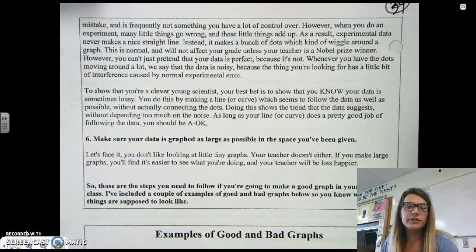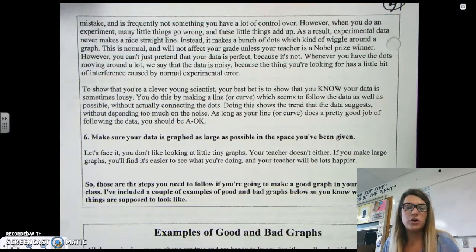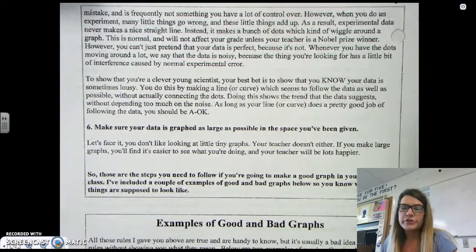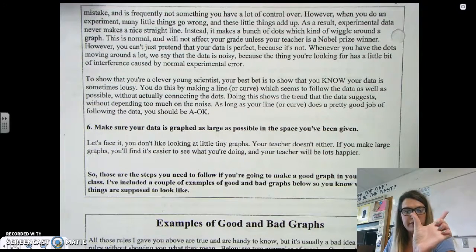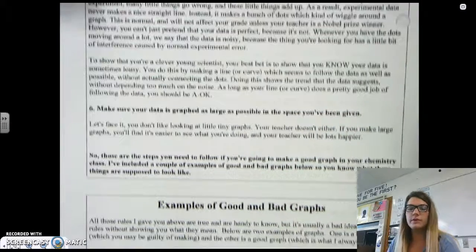Then we're going to make sure that the data is graphed as large as possible in the space that you're given on the graph. Meaning I don't want all of your values really close together when the graph is this big. Space them out as much as possible. Those are the steps that I want you to follow.